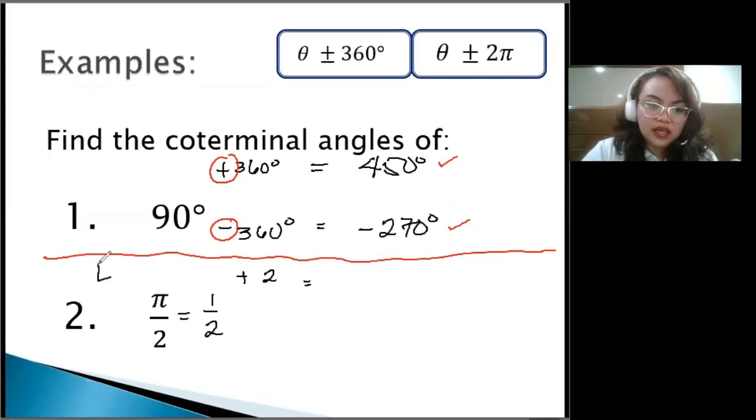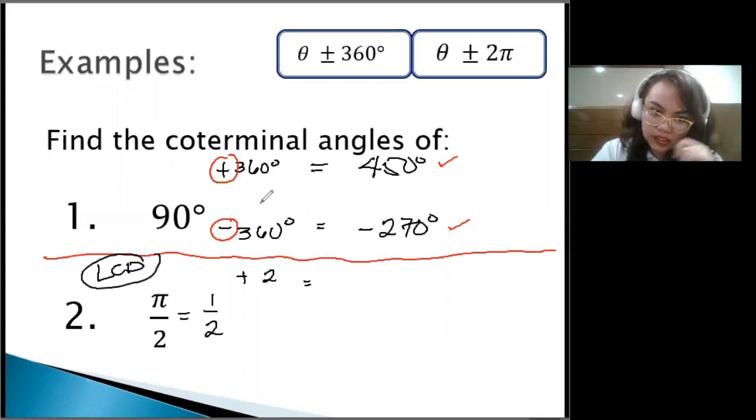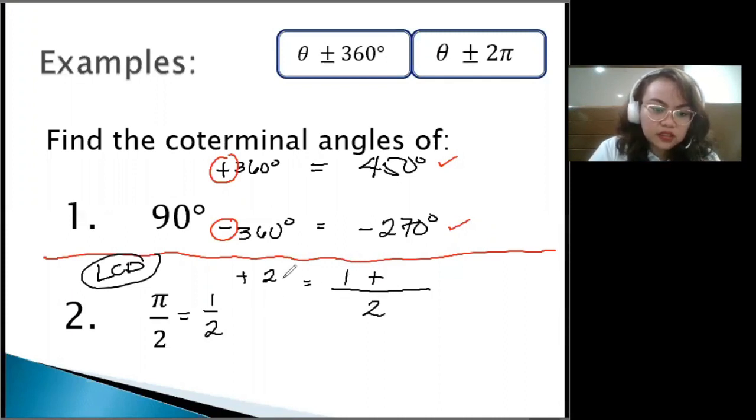You use your LCD. That's a lesson in grade 4. Just review your lessons, okay? Review your lesson in grade 4 on how to use LCD. The LCD of this is 2, the least common denominator. That's 1/2. This is your 1/2, plus, if we convert 2, 2 times 2 is 4. So we will be getting 5 over 2.